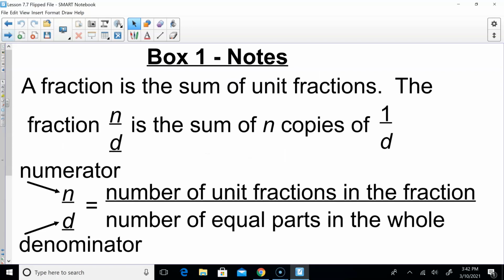As we know, numerators and denominators are old hat. Don't even need to really look at this slide, but I still like it as a little reminder in case you got to pause it quick and look at it.